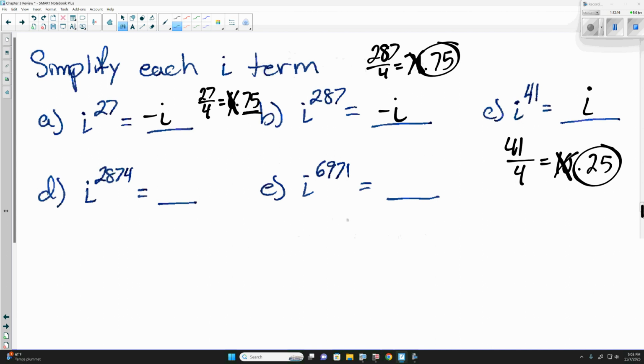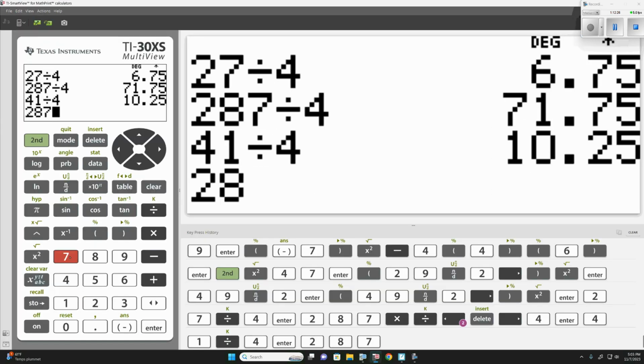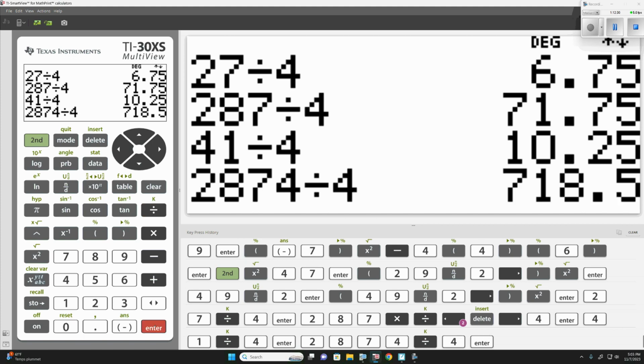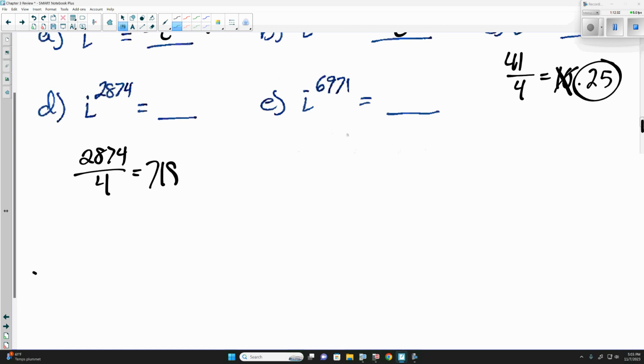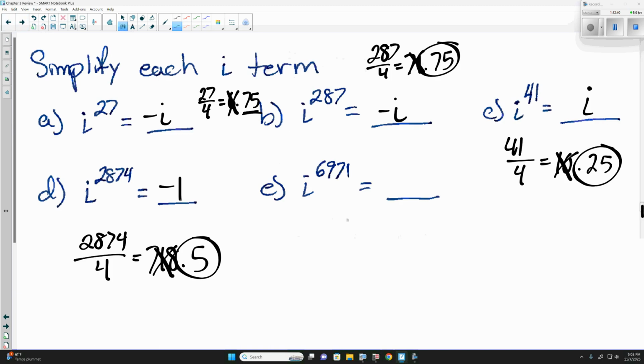We get this here. The next one, 2,874. Just like the last one, we divide it by 4. 2,874 divided by 4 is 718.5. Not caring about the 718, the 0.5. If we look at our chart, 0.5 is negative 1, so that reduces to negative 1. 6,971 divided by 4.